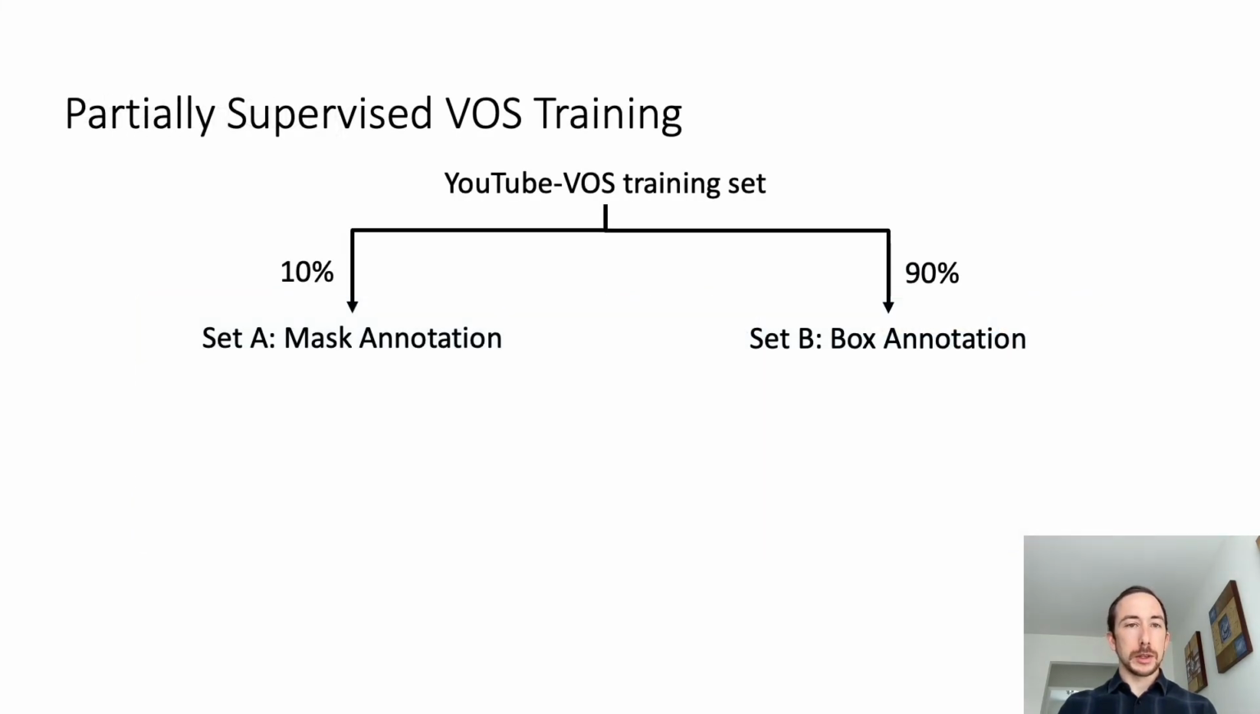As the main evaluation of our approach, we split the YouTube-VOS training set into two parts. The first set contains the ground truth mask annotations. So here we preserve the ground truth mask annotations. For the second set, which is the larger one, we only utilize box annotations. So we convert the masks to bounding box annotations.